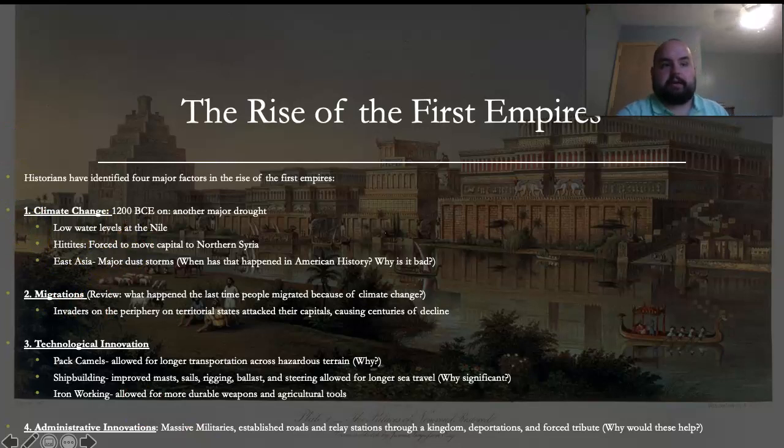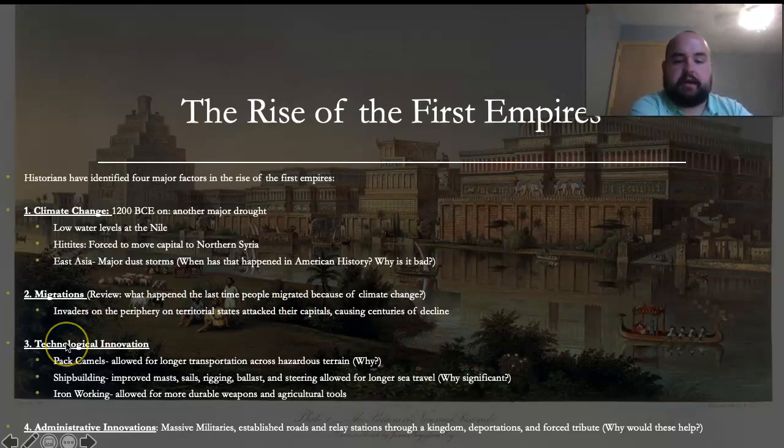Now, to review a little bit, what happened the last time we discussed migrations that made people move across the world? What happened as a result? All right. Yes, again, very good, imaginary class. As people start to migrate, they bring in new resources and technology and cultures, which causes these civilizations to grow and change. Specifically this time, many of these groups were invaders who brought along these chariots and other weapons we talked about last time to take over these capitals of the old civilizations to cause more decline.